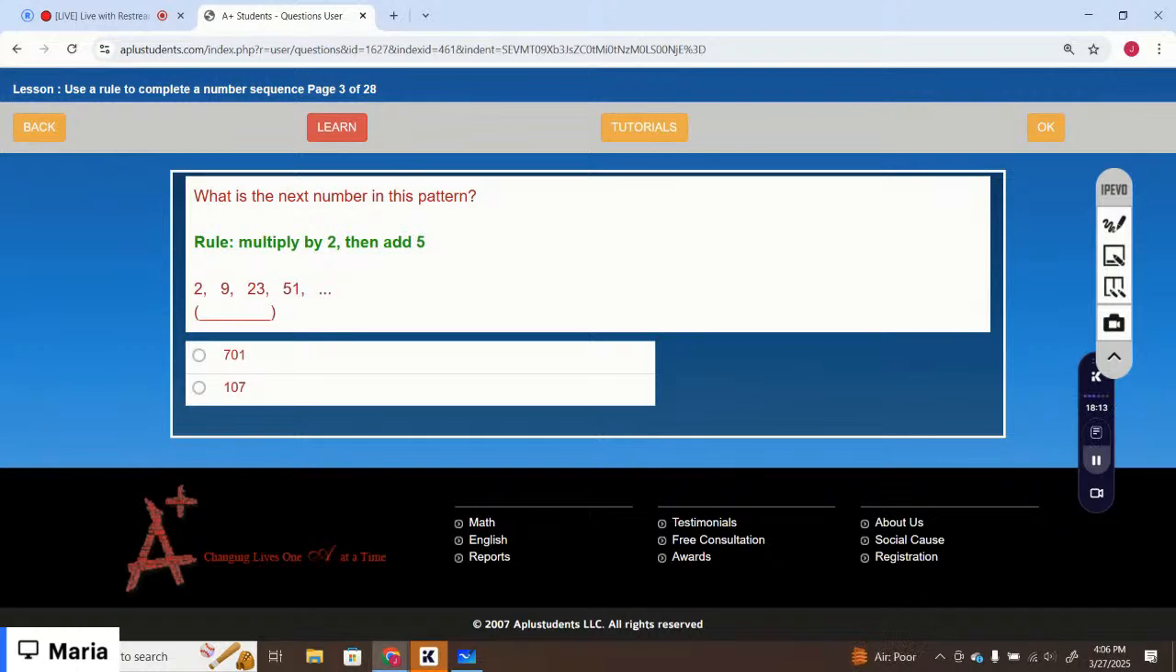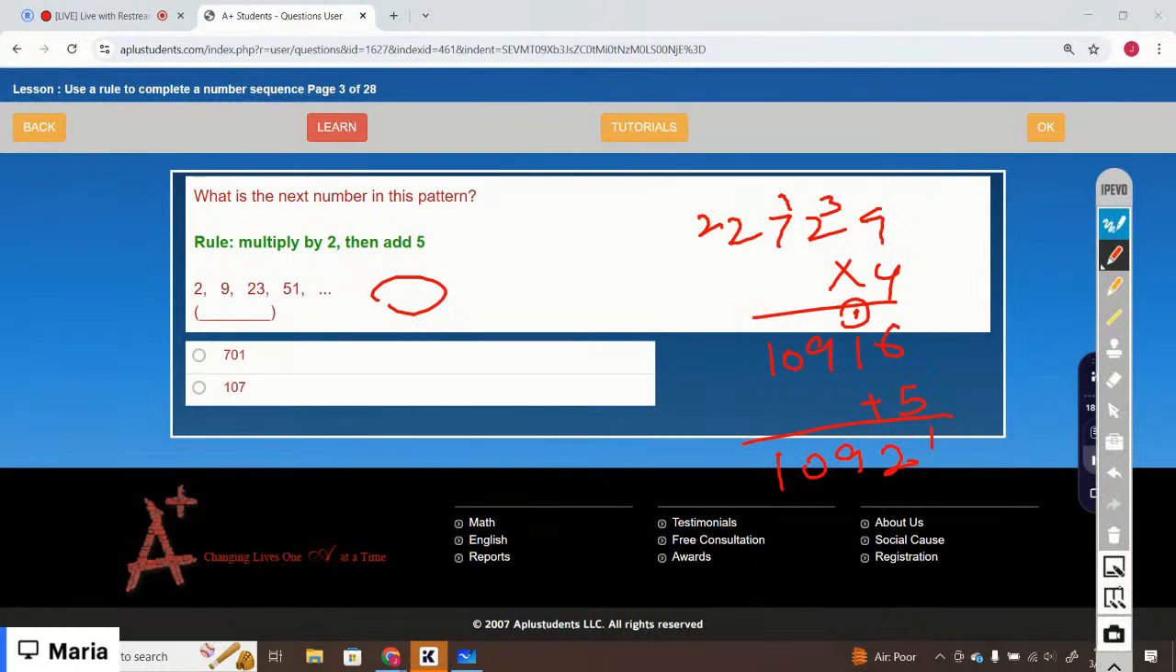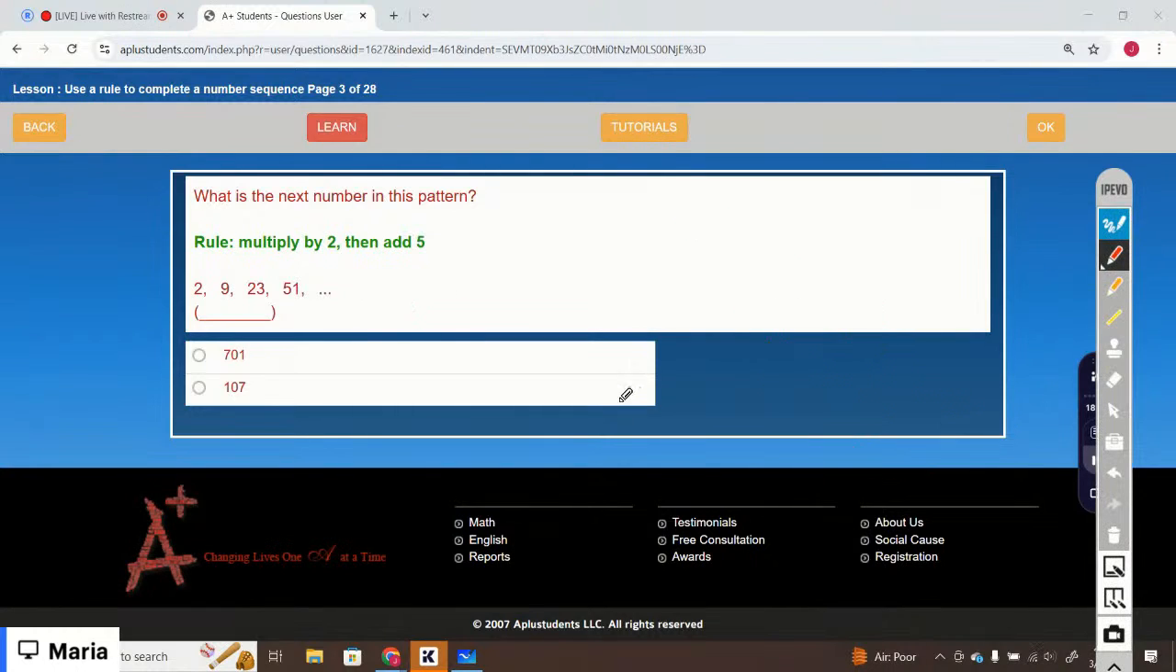What is the next number in this pattern? Multiply by 2, then add 5. So you have to multiply 51 by 2, and then you have to add 5. So the next number in the pattern is 107. Option number 2 is the correct option. That is 107.